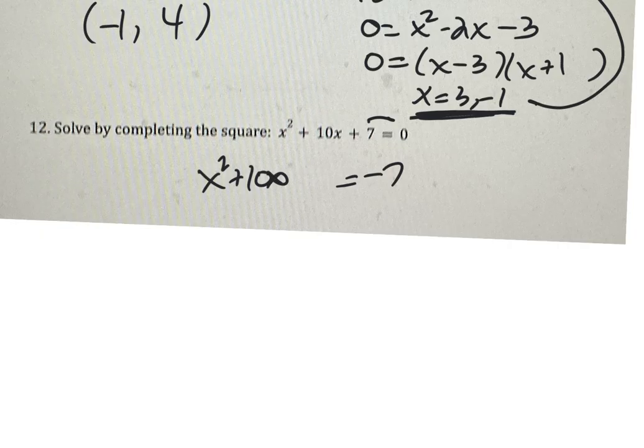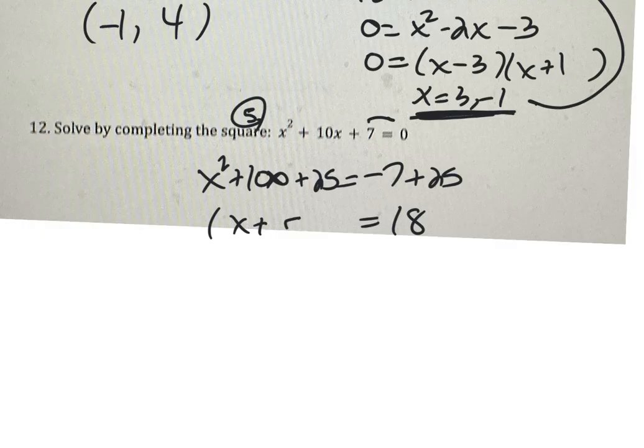All right, half the middle, half of 10 is 5. Square it is 25. Add it to both sides. Now the right-hand side becomes 18. Left-hand side, we can now factor. Like, what factors of 25 give you 10? Whatever the half was, 5. Instead of writing x plus 5, remember we write x plus 5 squared. That's why it's called completing the square.